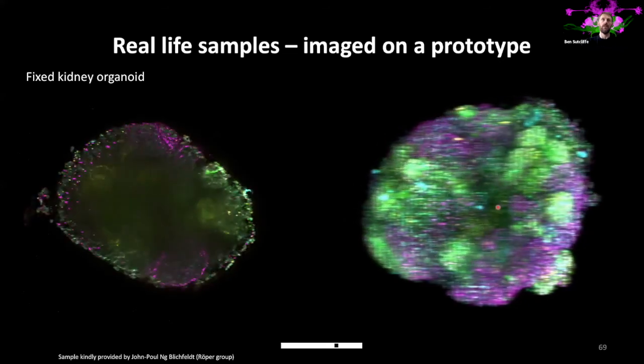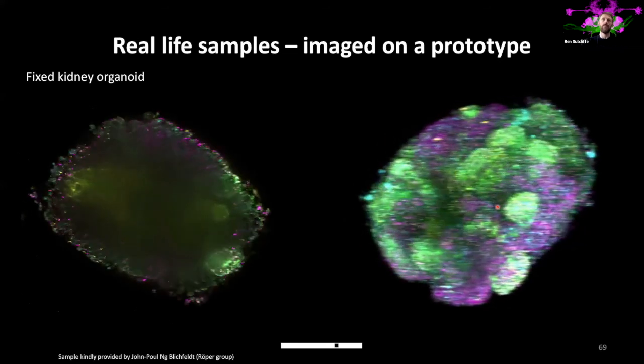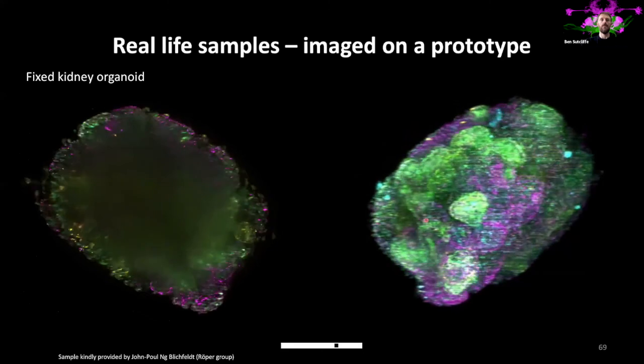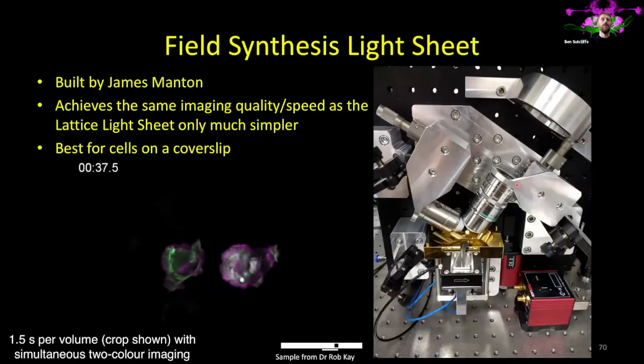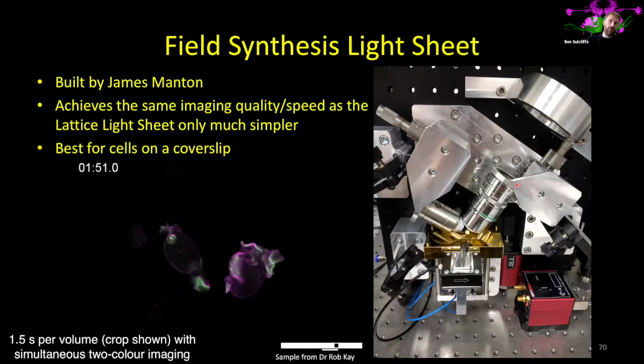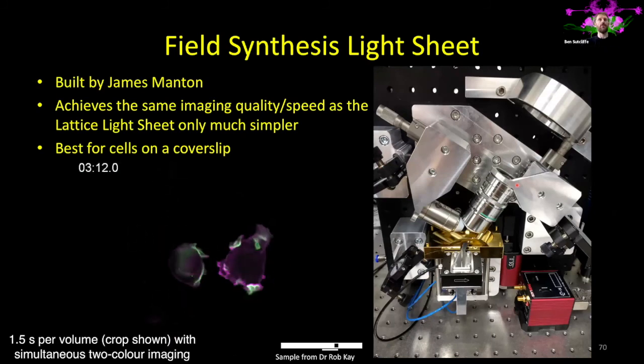So this is a kidney organoid from JP in the local lab. So not only will we have that light sheet microscope, we've also got a field synthesis light sheet, which was built by James Manton. This is very, very similar to the lattice light sheet developed by Eric Betzig, only much, much simpler.